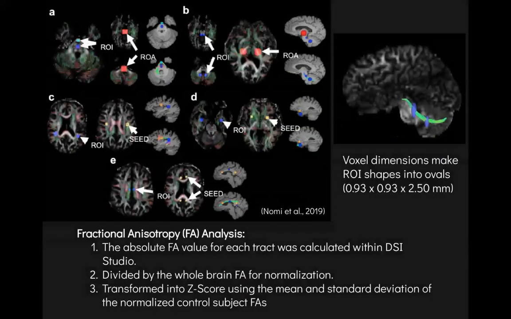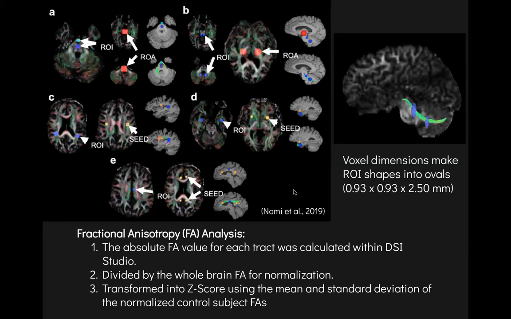And this is a figure from Jason's paper in 2019 that shows how we plotted these ROIs and ROAs. So you can see here on the right that although we technically use spherical ROIs in the DSI program, they come out as kind of ovals because of the voxel dimensions.